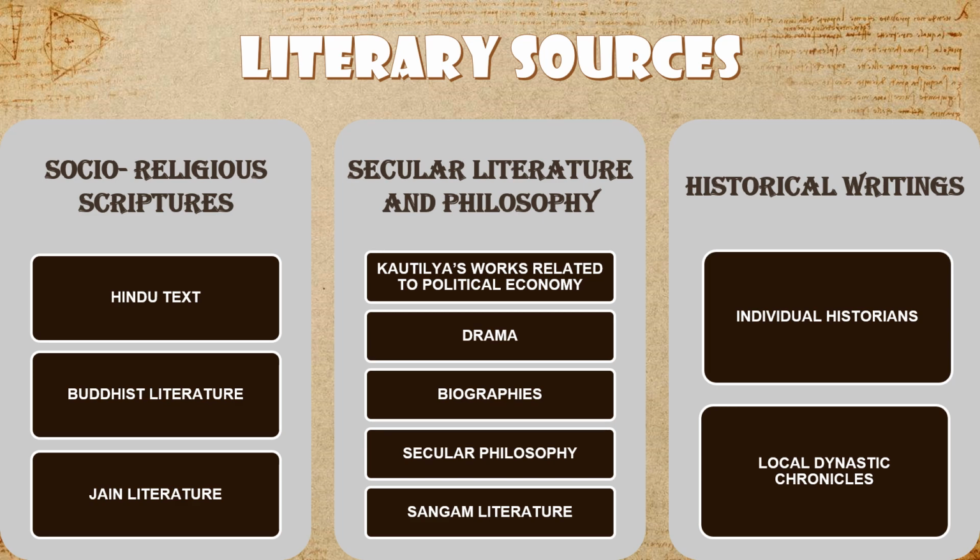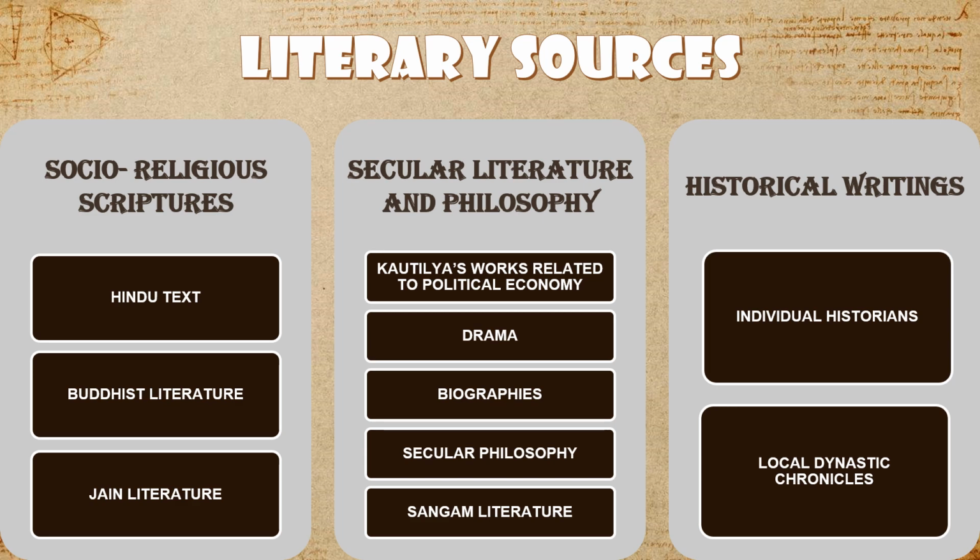Next is secular philosophy. Secular philosophy includes the theory of dialectics, which was preached by Gautam Buddha, and the philosophy of relativity, which was formulated by the great Buddhist philosopher Nagarjuna, and these are things which we will be discussing in Buddhism also. Next is Sangam literature. Sangam literature is basically the literature of the Tamils. So when I talk about South history, and when I discuss the Sangam age with you, I will definitely be discussing this Sangam literature.